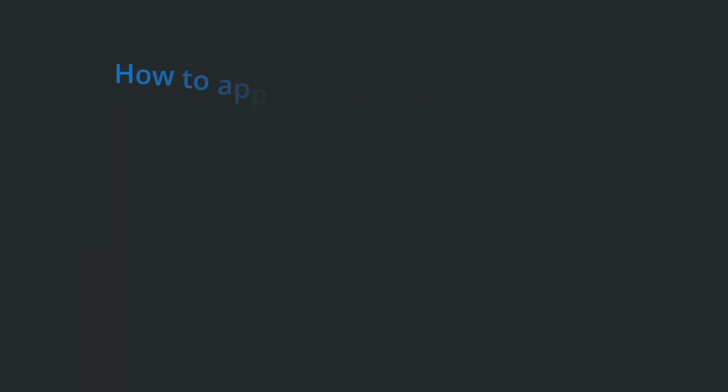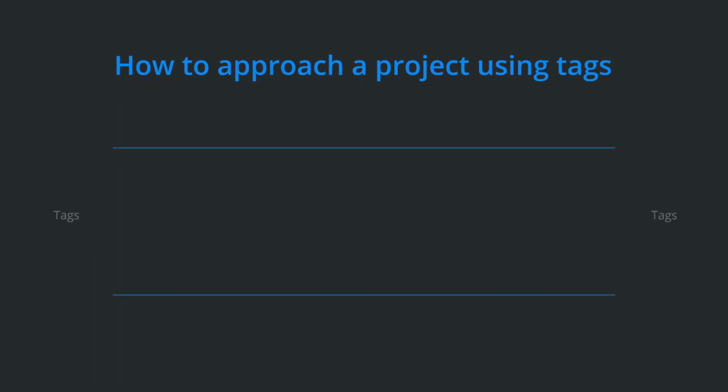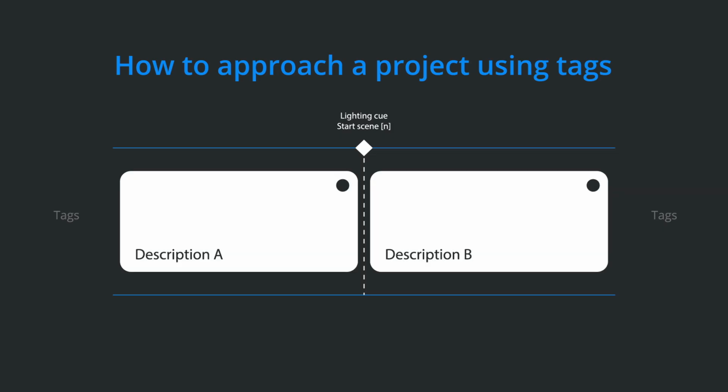In this video, we'll focus on approaching a project using tags. Rather than a lighting queue, a point in time when a change is activated, we want to think in terms of what's changed after the queue compared with before. In other words, what describes the change before and after the event. Let's explain this with some examples of what behaviour a project might require and how this translates to specific tags.